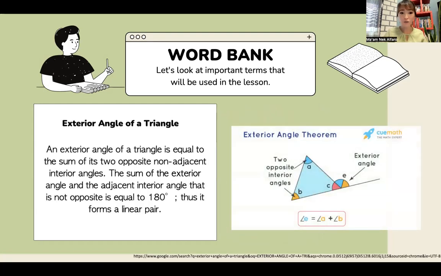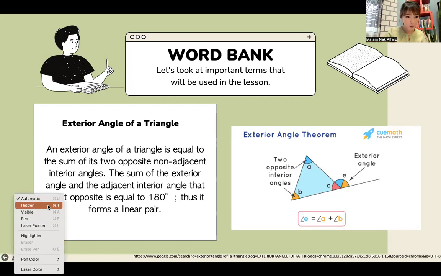And in our lesson, we will use the word exterior in exterior angle of a triangle. An exterior angle of a triangle is equal to the sum of its two opposite non-adjacent interior angles. The sum of the exterior angle and the adjacent interior angle that is not opposite is equal to 180 degrees. Thus, it forms a linear pair. Try to look at the figure. So we have a triangle, and one side of the triangle is extended. Thus, it forms an exterior angle. We have the interior angles A, B, and C.